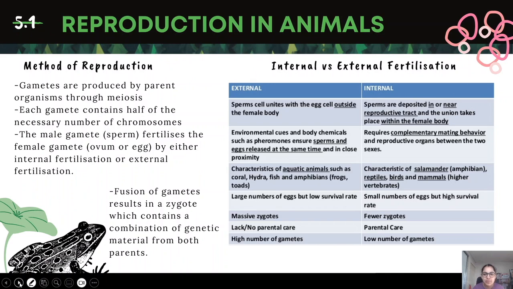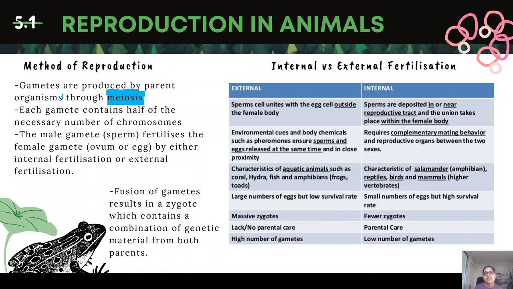So gametes are produced by parents. Gametes are the sex cells that are produced by the parents through meiosis. We will understand in just a second what this process of meiosis is and how it functions. But meiosis is the way in which these specific cells are produced. Now, each gamete will contain half the necessary number of chromosomes.